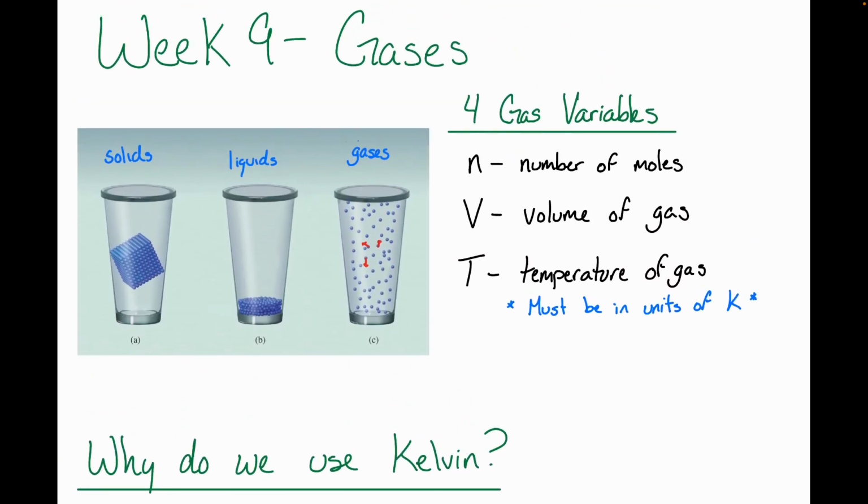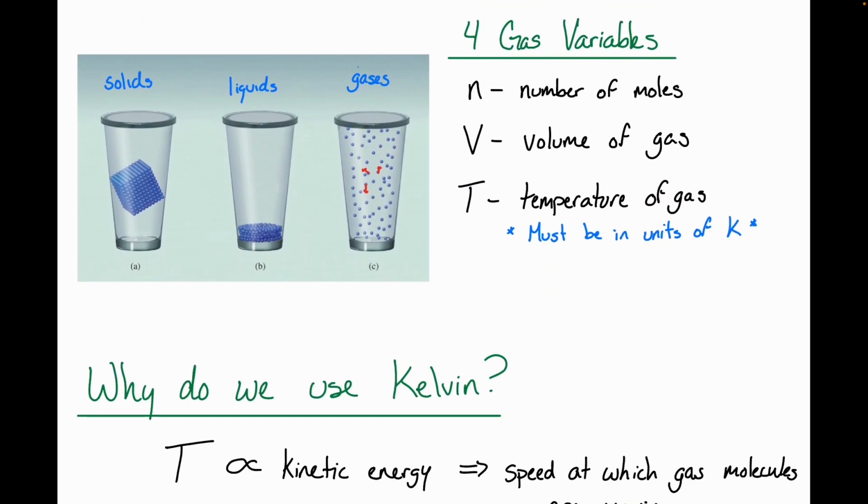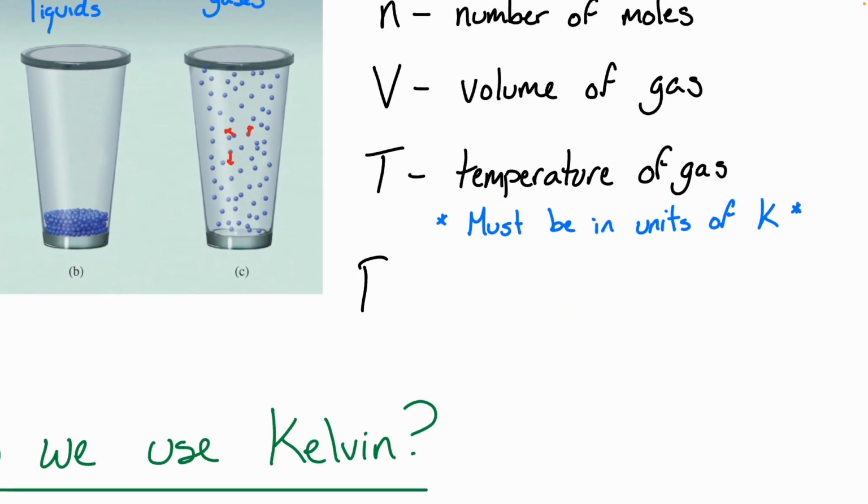All right, so I said 4 variables. We got one more here. These first 3, you could use to describe a solid, a liquid, or a gas. A solid has a number of moles of particles and a volume and a temperature. A liquid has a number of moles of particles, a temperature, and a volume. All right, this last one, though, is unique to gases, and that is this concept of pressure. Solids, liquids, do not have pressures associated with them. Only gases do.